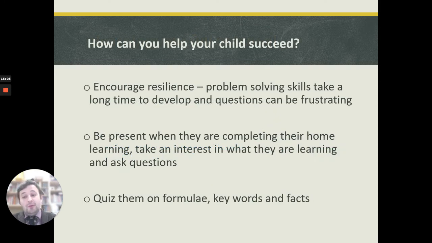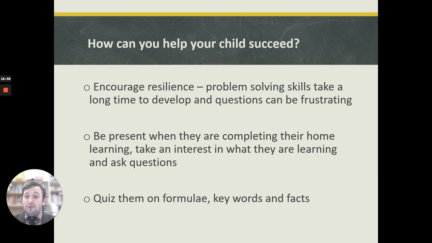So how can you help your child succeed? Encourage resilience. Problem solving takes a long time to embed and can be really frustrating. It can be really hard to keep going with problems, and as I've said before, mistakes are a vital part of learning, and confidence is so vital for mathematics. But it's building that resilience to go, okay, I made a mistake, but let's have another go. Let's go and ask my teacher. Let's watch a video.